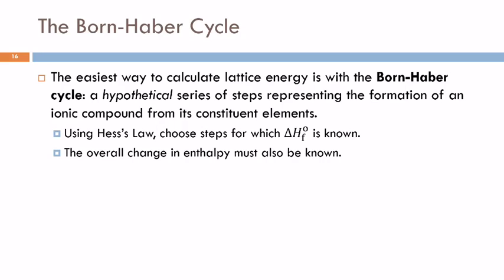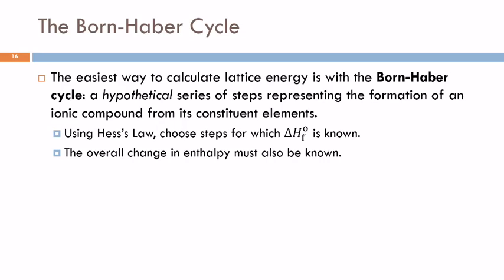The easiest way to calculate it is using what's called a Born-Haber cycle. And this is a hypothetical series of steps that represent the formation of an ionic compound from its constituent elements. So this gets back to what we learned about in Chapter 6 with Hess's law. This tells us that the change in energy is a state function. And so it doesn't matter how you got there.